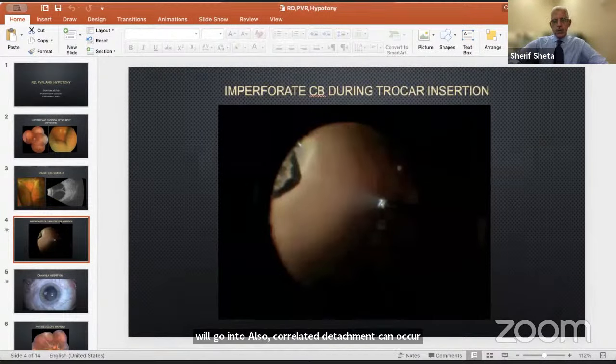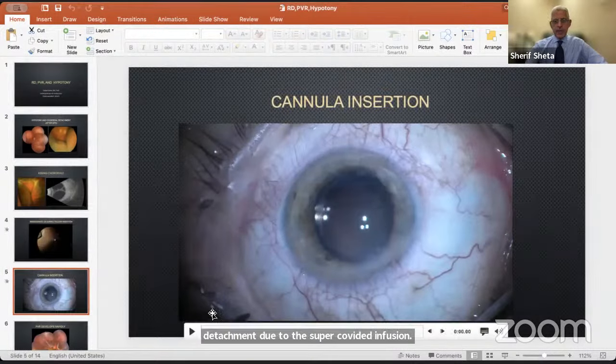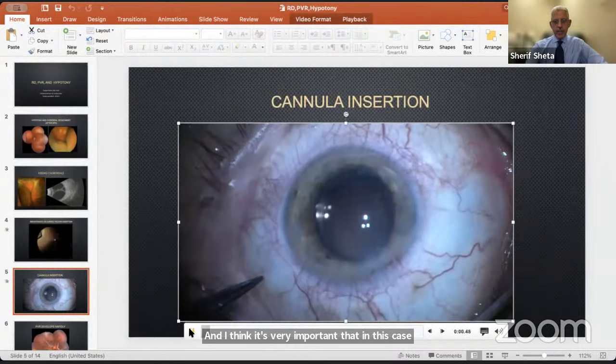Also, choroidal detachment can occur intraoperatively. If you do suprachoroidal infusion, if you miss and penetrate the choroid completely and you start infusion before making sure that the cannula has entered the vitreous cavity, you can have an intraoperative choroidal detachment due to the suprachoroidal infusion. And I think it's very important in these cases that you check the infusion cannula.